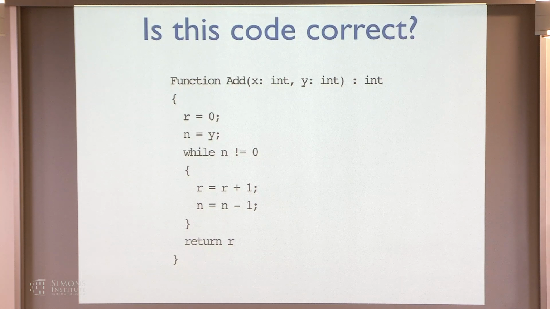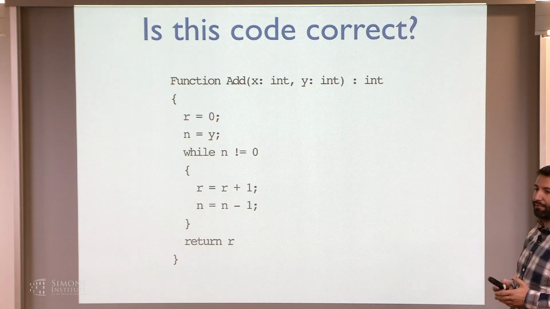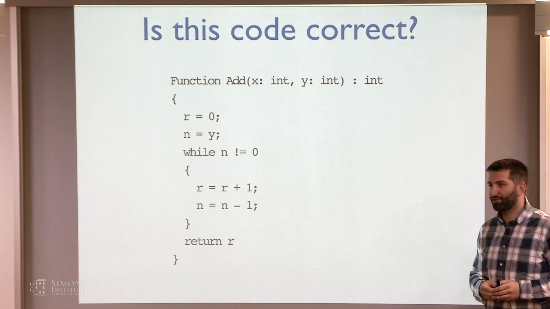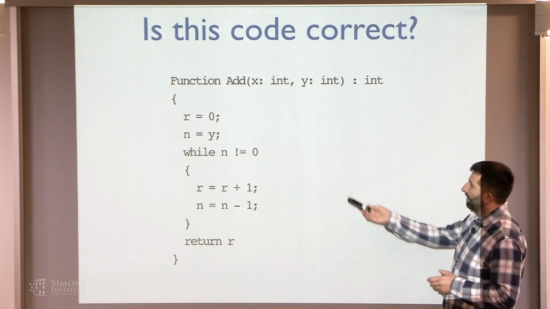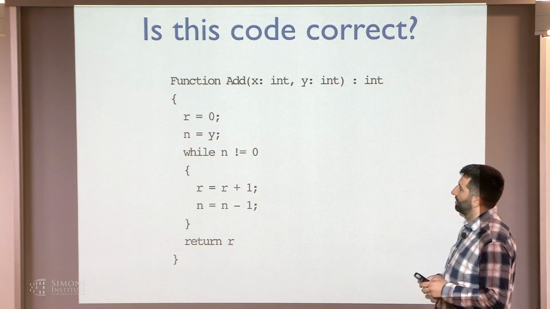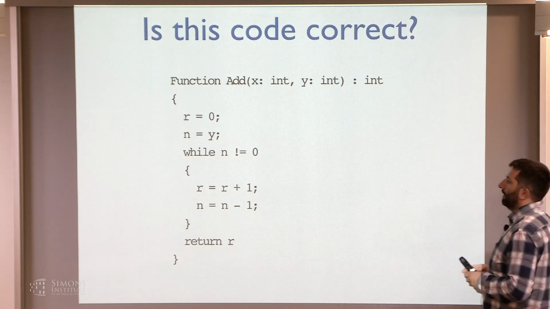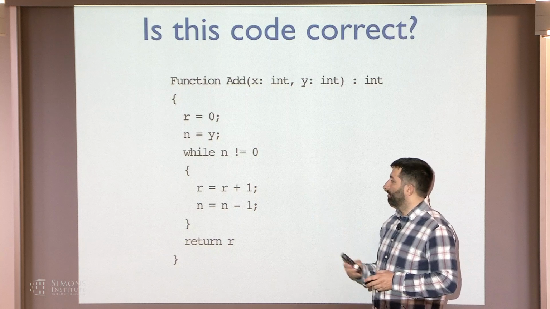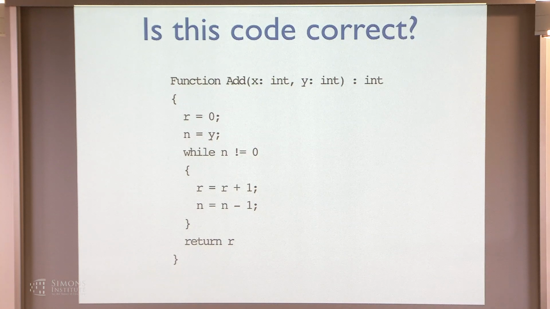It's a basic program. Let me try to read it. I use a kind of pseudocode. I think most of you should be familiar with something like this. So it's a function that has a variable r, which is initialized to 0, then a variable n, which is initialized with one of the parameters, y, and then it loops until n gets to 0, and it does r equal to r plus 1, and n equal to n minus 1, and then returns r.